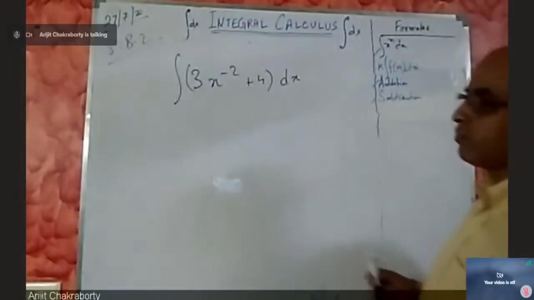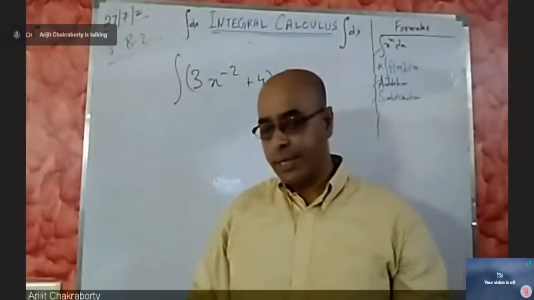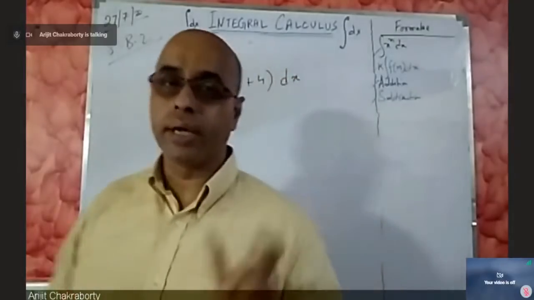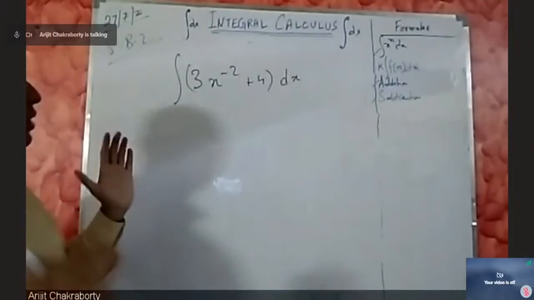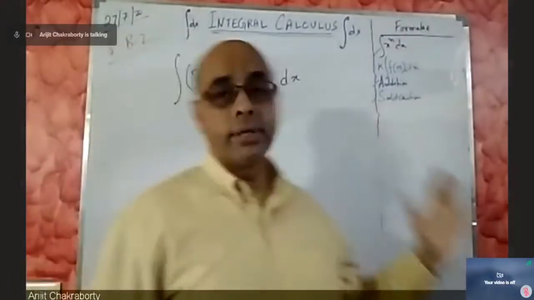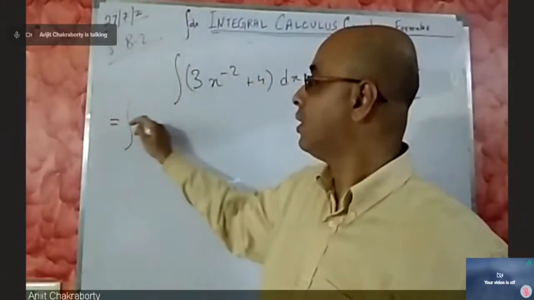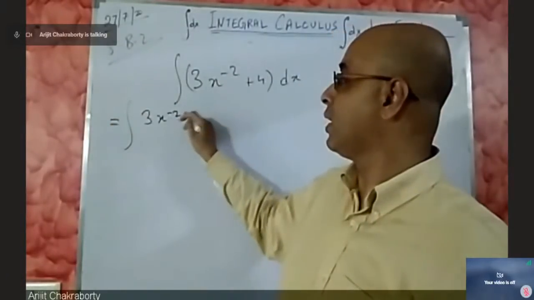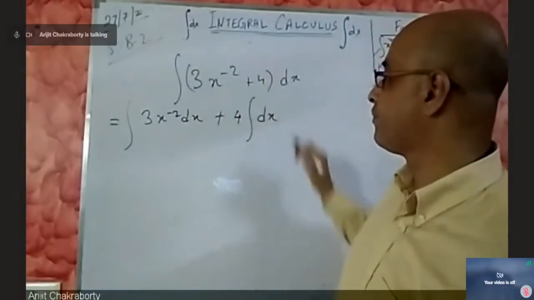3 into x to the power minus 2 plus 4 dx. So dear students, this is an example of an addition rule. There are two parts to it. So we will take it separately as per the addition rule, and therefore we first take 3x to the power minus 2 dx plus 4 dx.